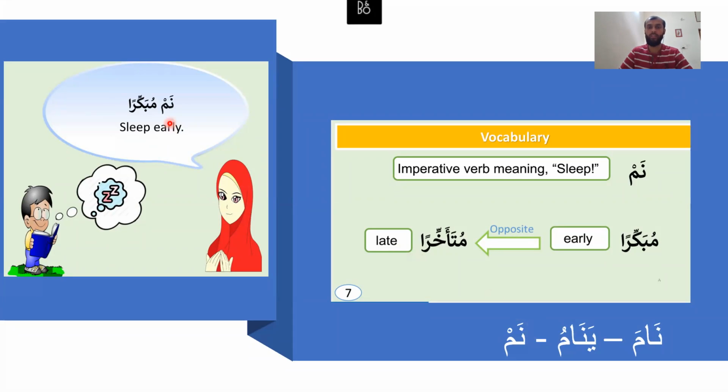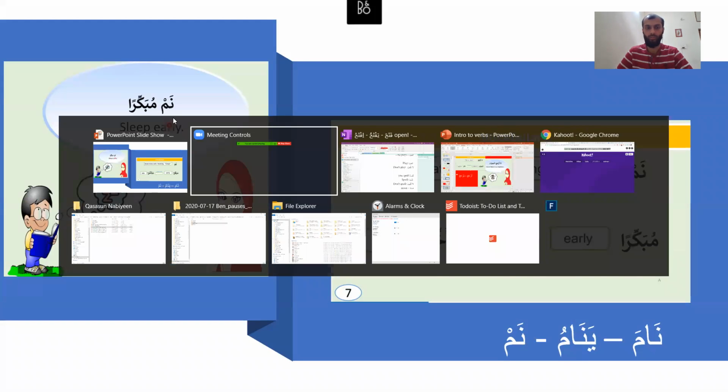Okay, we stop here. We won't see the last one because we are running a little out of time. Let us jump to disturb the neighbors.